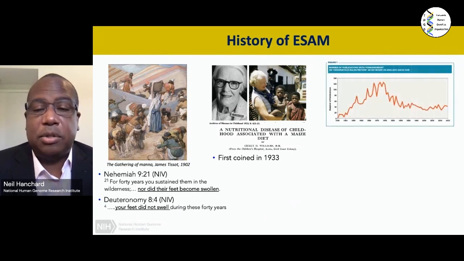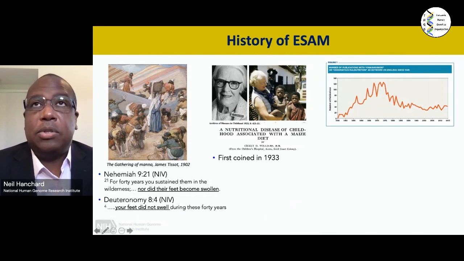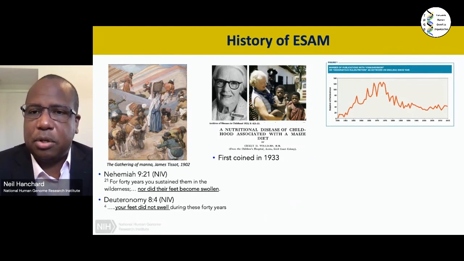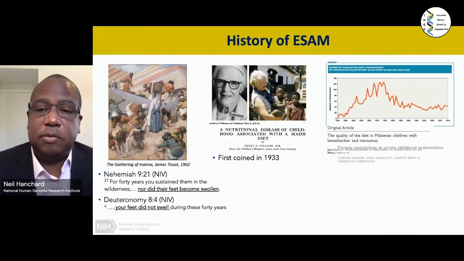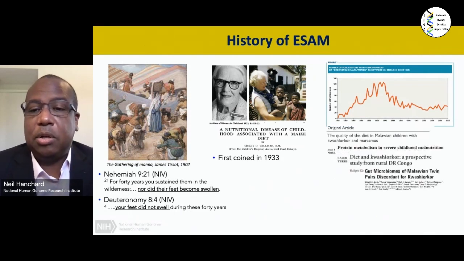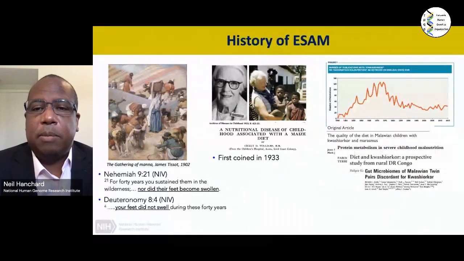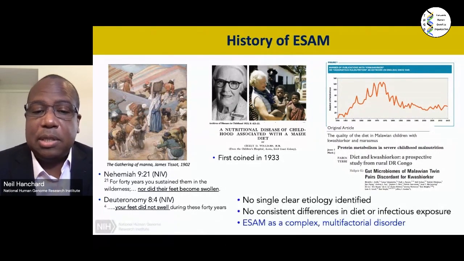And since that original description, there have been a number of studies, and here this is just the publications in PubMed that list kwashiorkor. And those studies have predominantly focused on biochemical, physiological, and nutritional differences between the two. And so there's this very large catalog of differences that you can observe between the two groups in their physiology. But despite all these studies, it's still actually not known that there's any single clear definitive etiology. But what is known is that there's no consistent difference in the diet or infectious exposure.